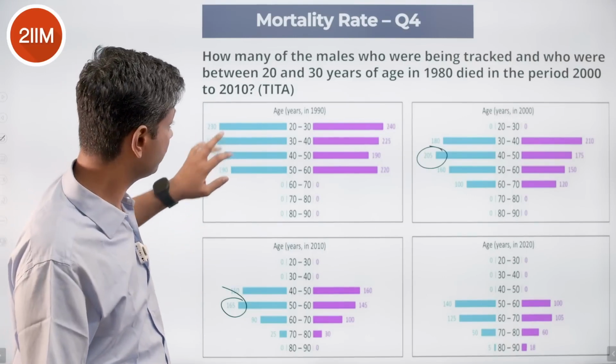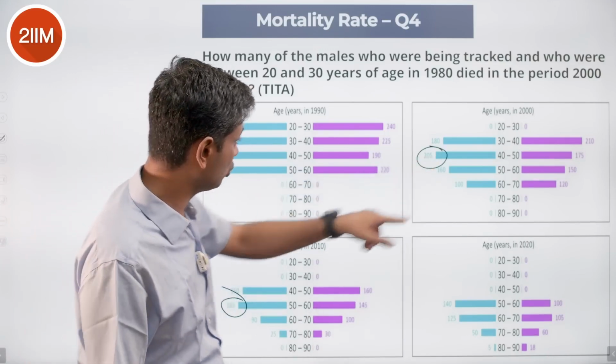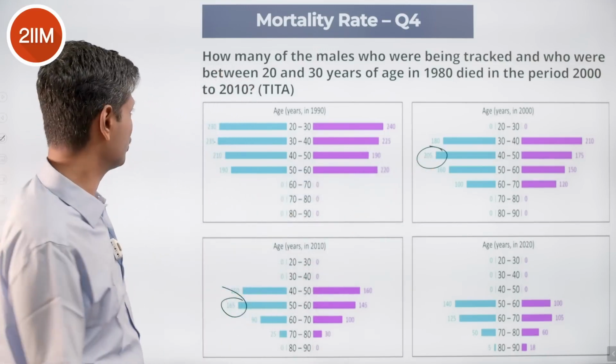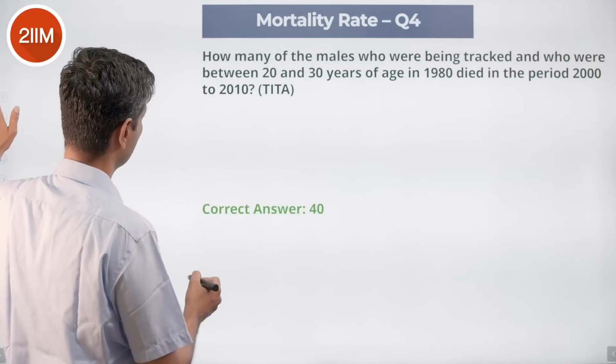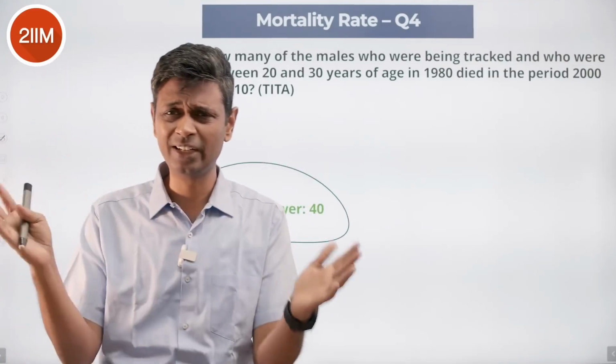So 235 becoming 205 becoming 165. We're looking for this transition 2000 to 2010, 205 to 165. 205 minus 165, that is 40. Nice and simple. Just look at the data, write down the answer.